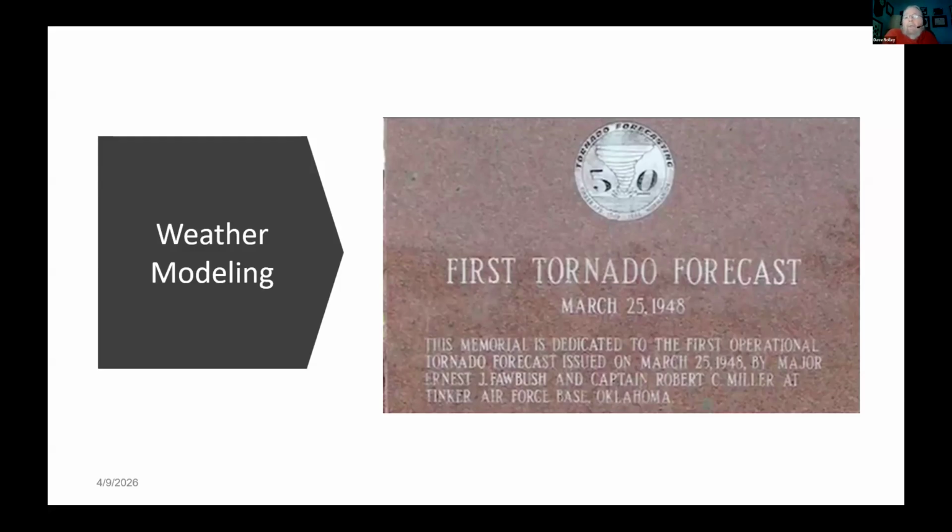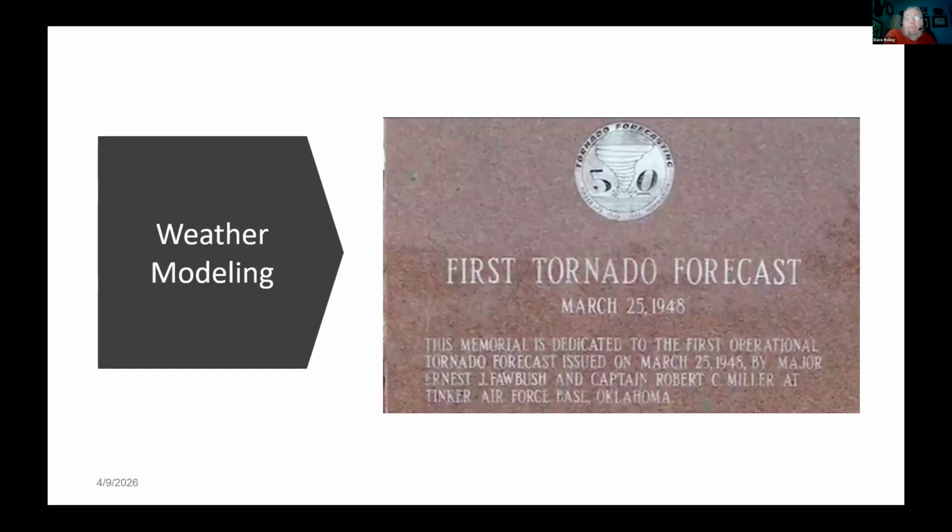The commander came up to his weather people and said, "We've got to come up with something to predict this, because tornadoes are a fast-acting, short-lived phenomenon. So how could we tell?" Well, the two gentlemen listed on the plaque here, Major Fallbush and Captain Miller, were tasked to come up with something that would help them forecast tornadoes. In 5 days, of course, they were working around the clock, and anyway, they came up with what they felt was a method. They came up with a model that they thought would help them predict tornadoes.